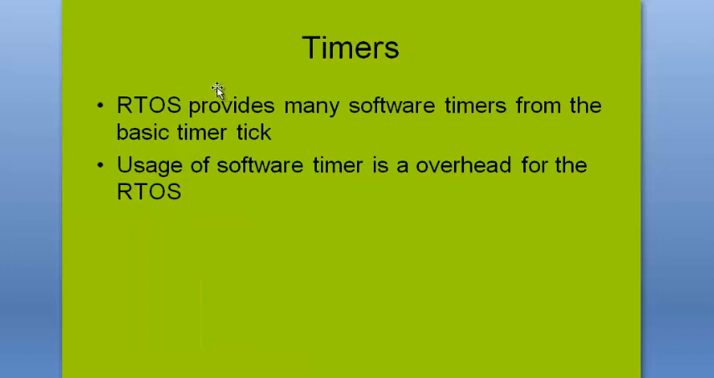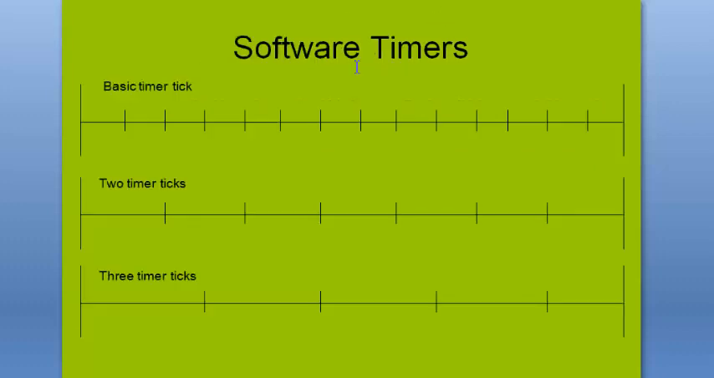Timers. Generally, a real-time system has one or more hardware timers, but many tasks are running. They all need some kind of software interrupt at certain periods. So you have to derive software timers from a basic hardware timer clock. Let us say every 1 millisecond you get a timer tick.